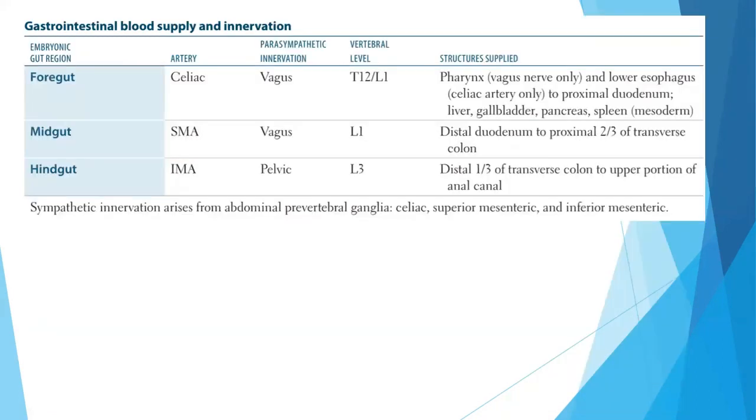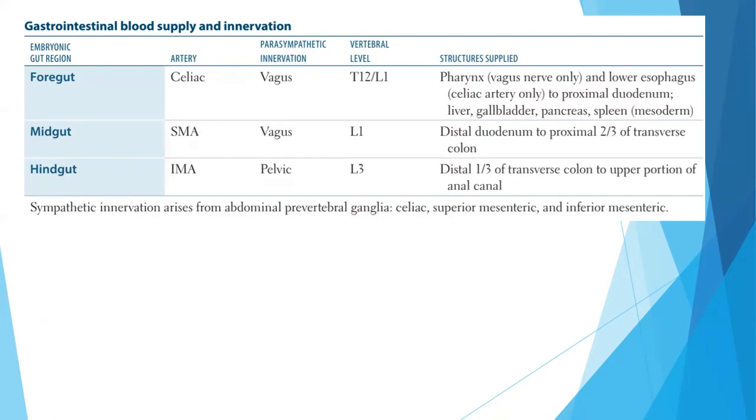Now talking about the GI blood supply and innervation, the foregut is supplied by the celiac artery, and it is supplied by the vagus nerve. Okay, so foregut and midgut are supplied by the vagus nerve, and the hindgut is supplied by the pelvic nerves. Okay, and so you need to understand from where to where is the foregut.